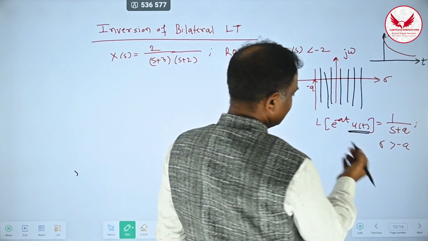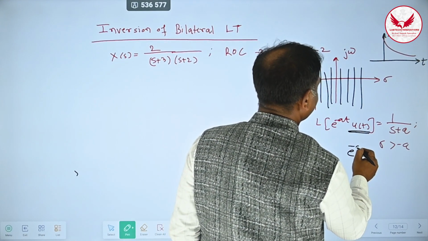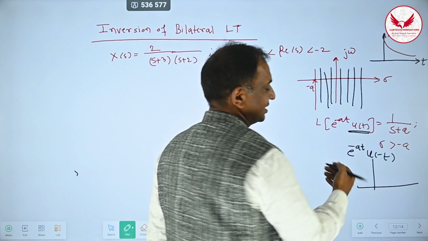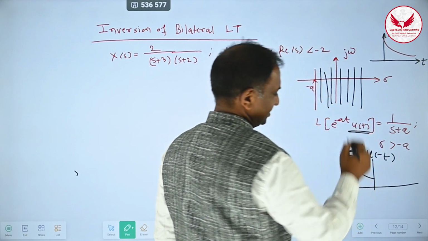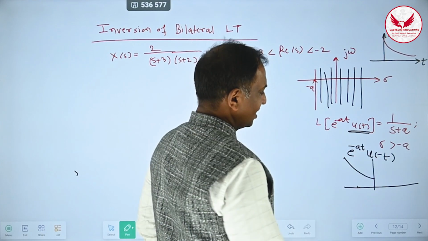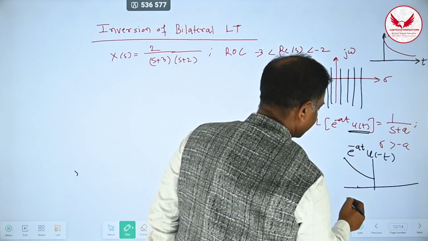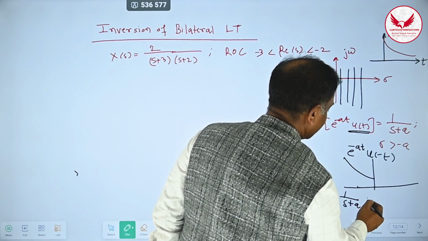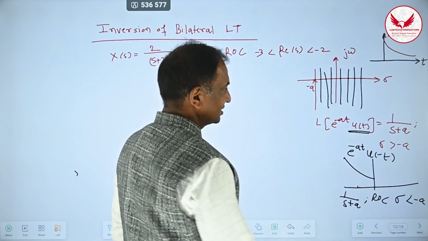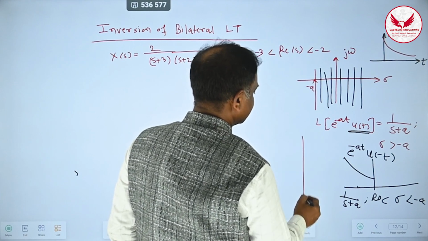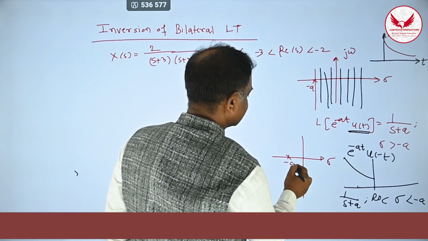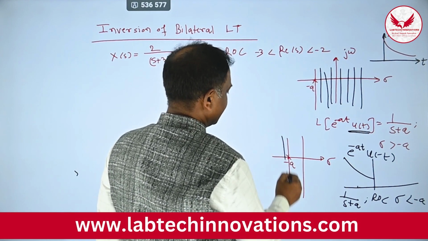And if the signal is non-causal, for example e raised to minus at into u of minus t. अगर ये signal if I draw, so this minus at means decaying signal, so this signal will be like this. So u of minus t is present to this side. Such types of signals are non-causal, and for a non-causal signal its Laplace transform is also the same, that is 1 upon s plus a, and the ROC will be sigma less than minus a. Less than minus a मतलब if I plot the ROC for this kind of signal, so this is sigma, and here the minus a will be like this, and ROC will be like this.